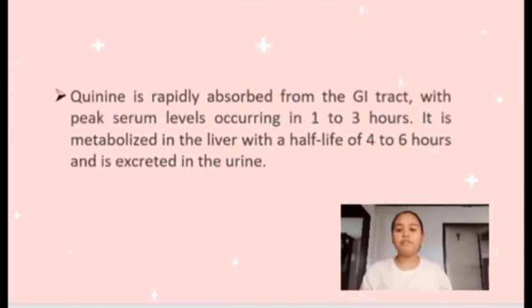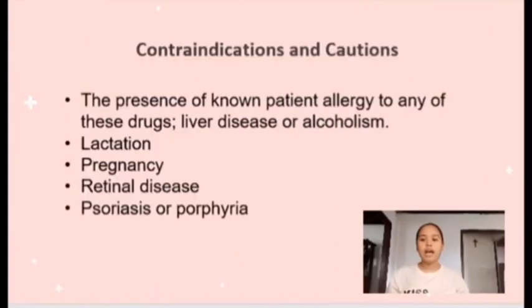Quinine is rapidly absorbed from the GI tract, with peak serum levels occurring in 1 to 3 hours. It is metabolized in the liver with a half-life of 4 to 6 hours and is excreted in the urine. Antimalarials are contraindicated in the presence of known patient allergies to any of these drugs, liver disease or alcoholism, both because of the parasitic invasion of the liver and because of the need for hepatic metabolism to prevent toxicity, and lactation because the drugs can enter breast milk and could be toxic to the infant. They are also contraindicated in pregnancy because they are associated with birth defects.